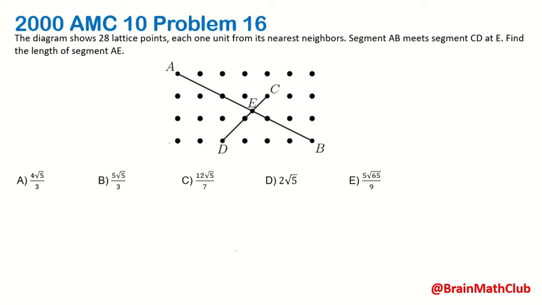Well, we know that E is an intersection of CD and AB. We also know AB and CD are segments. So what we could do is find the equations of the lines CD and AB, and then we could find the coordinates of E. And then using that, we could find AE. So let's do that. I'm just going to define the y-axis here and the x-axis here. My lines are not as straight as I want.